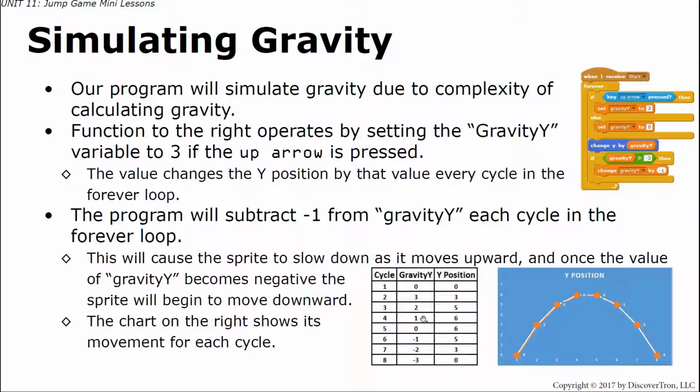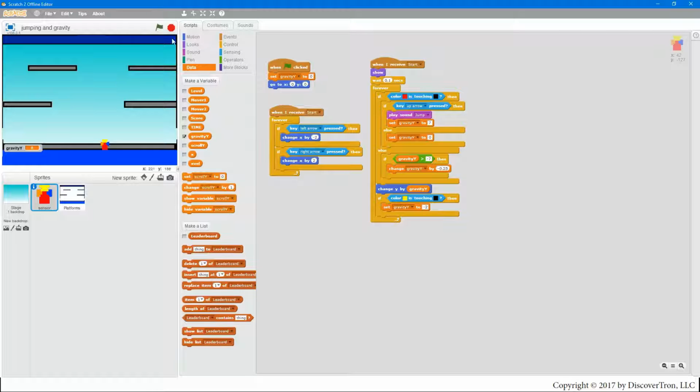Next cycle, gravity Y is now 1, but it's still moving upward, which gives it a Y position of 6. And then on cycle 5, since we subtracted 1 again, it's now a value of 0, and it's at a Y position of 6. That's what causes the sprite, whenever it went up, to pause a little bit. You kind of see where it gets up to about here, and then it slows down. It almost looks like it's not moving.